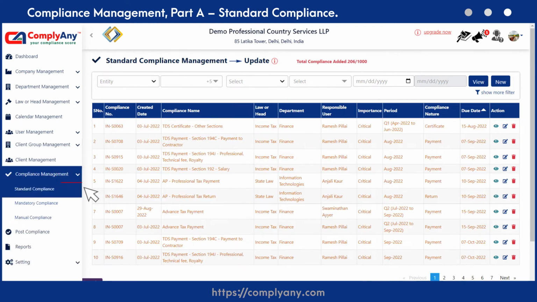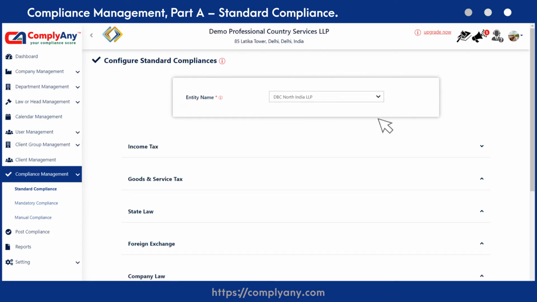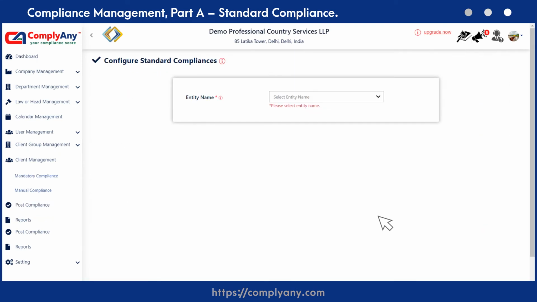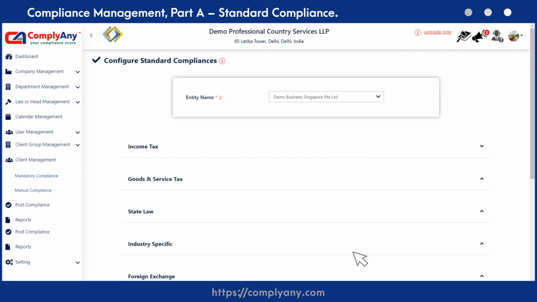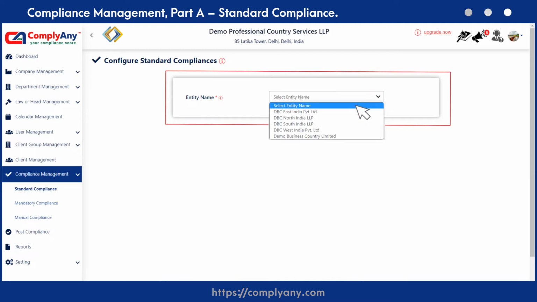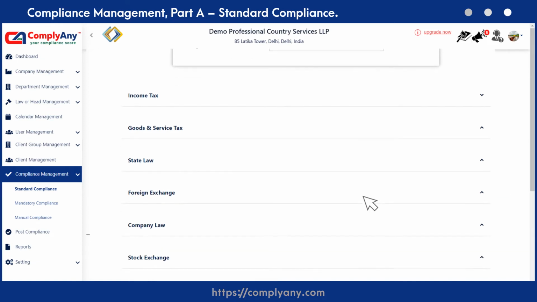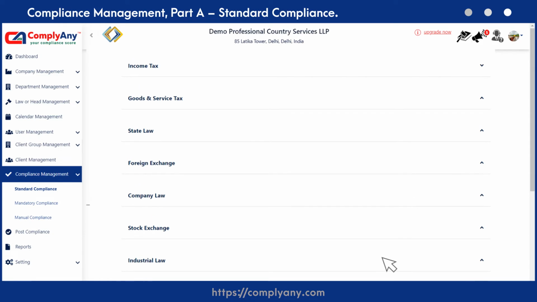Let's create a standard compliance by clicking plus new button. Select entity name for which standard compliance is to be created. After selecting entity, system will show name of laws based on country of entity. For example, if entity country is in India, it will show law and compliances applicable in India. Similarly, if entity country is in Singapore, system will show compliances as applicable for Singapore. Let's select an Indian entity. It is showing income tax, GST, state law, company law, industrial law, labor law, and industry-specific law.